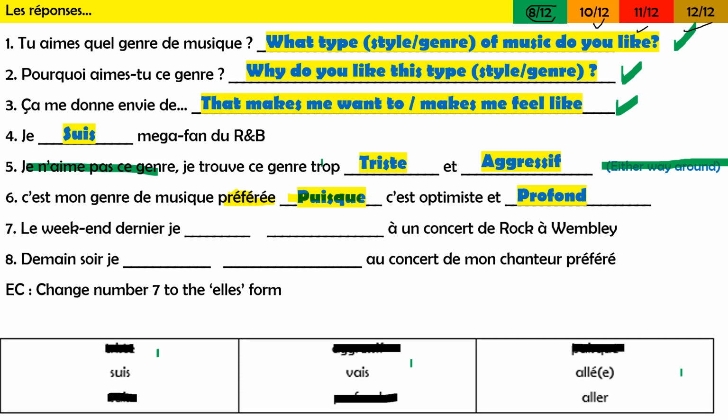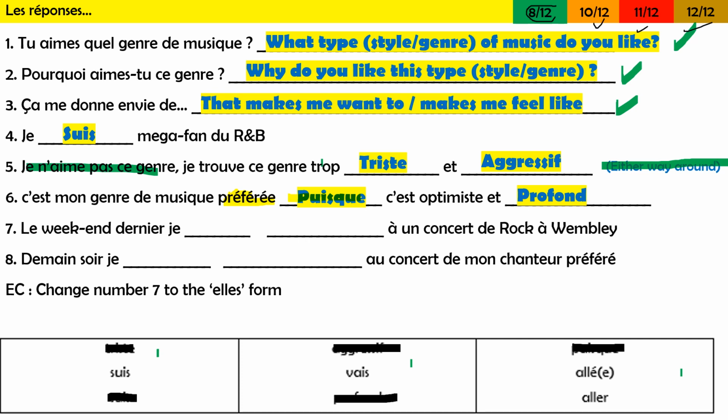Alors, numéro 7. Now I warned you about this. I told you. Qu'est-ce que c'est en anglais le week-end dernier? Qu'est-ce que c'est demain soir? Alors, numéro 7. Le week-end dernier en anglais veut dire last weekend. And if you're talking about last weekend, you're talking about the past tense. So you needed to say last weekend I went to a concert at Wembley.